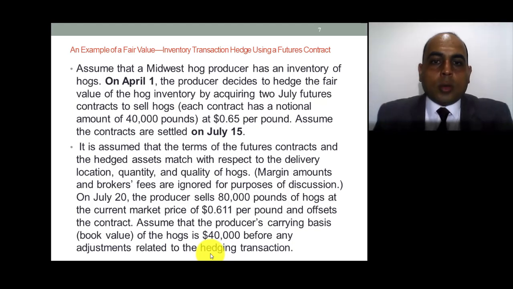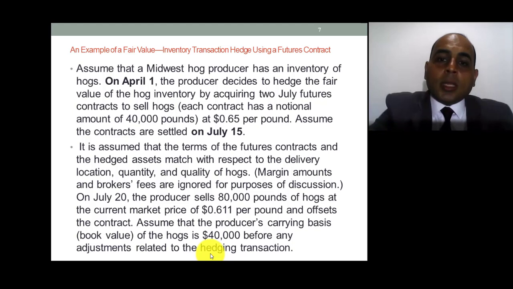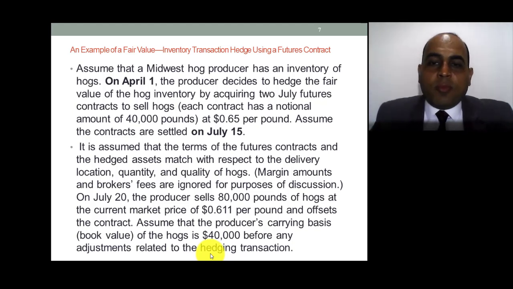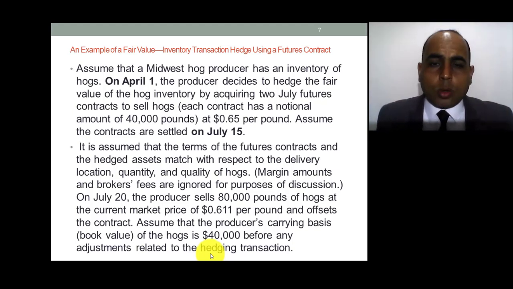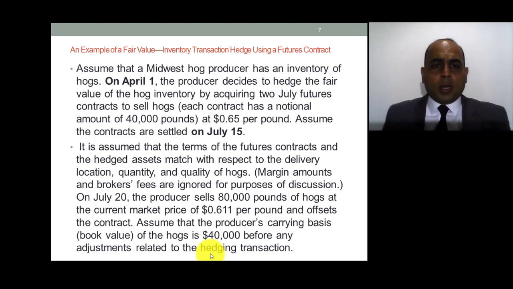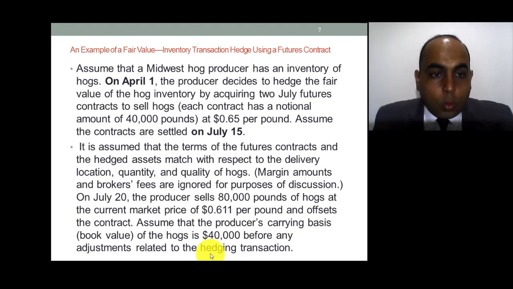Here we are talking about 40 pounds. Each contract has a notional amount of 40 pounds. Here we are talking about 2 contracts, so in total we are talking about 80 pounds, at 0.65 per pound; the futures price per pound is 0.65. Assume the contracts are settled on July 15, after April, May, and June have passed. On July 15, we settle the contract. Let us see what will happen.